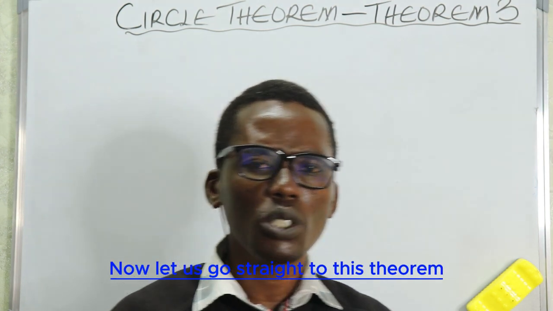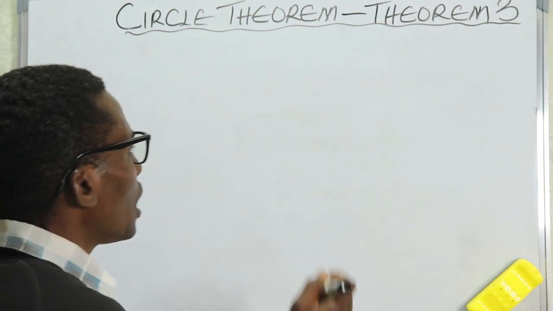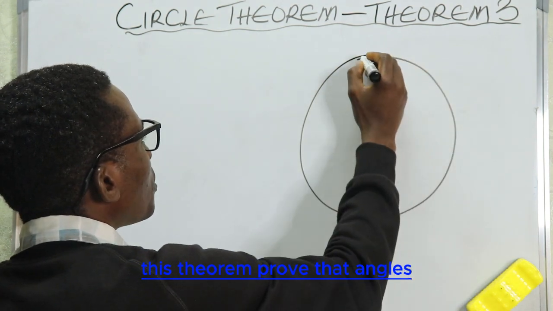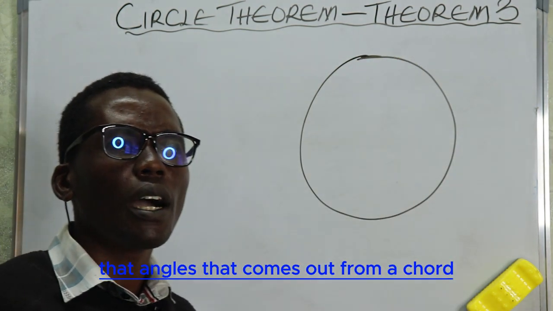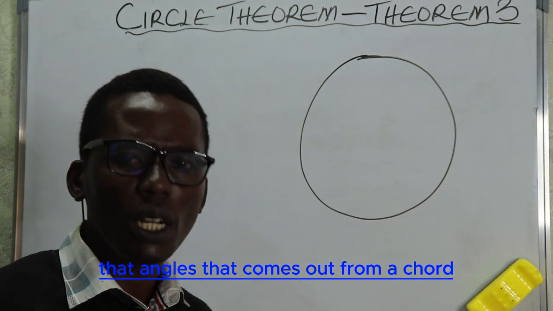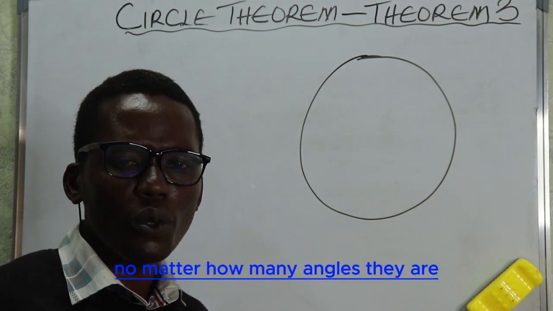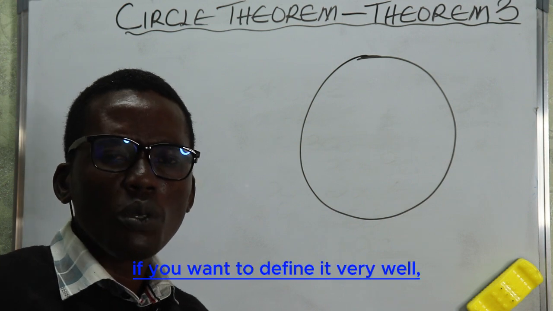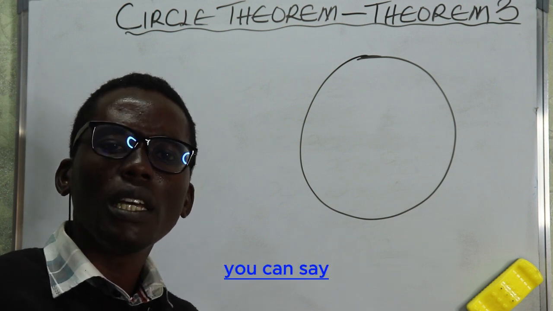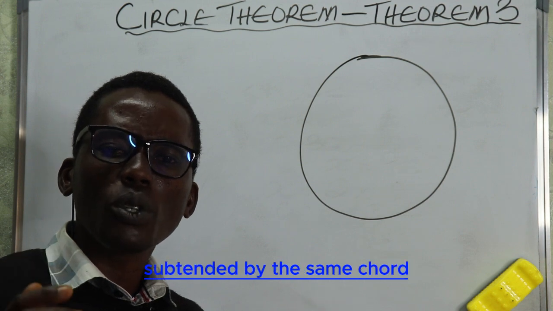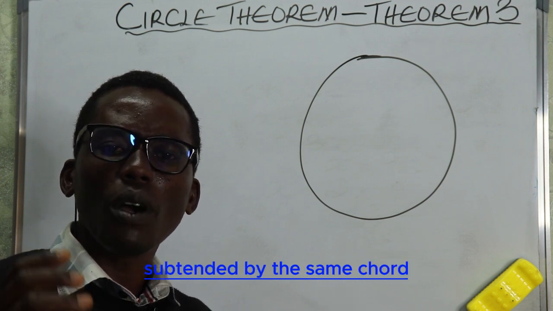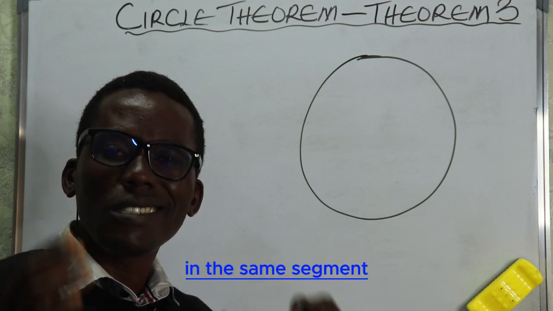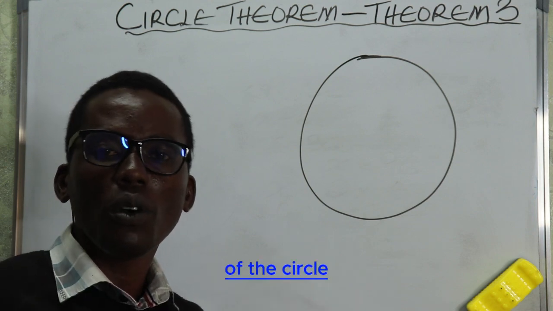Now let's go straight to this theorem. This theorem proves that angles that come out from a chord, no matter how many angles they are, are all equal. If you want to define it very well, you can say all the angles subtended by the same chord of a circle in the same segment of the circle are equal.